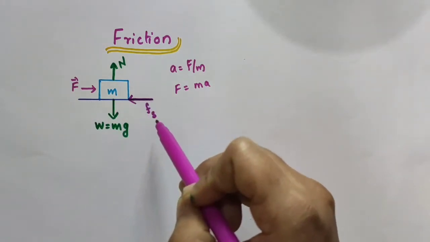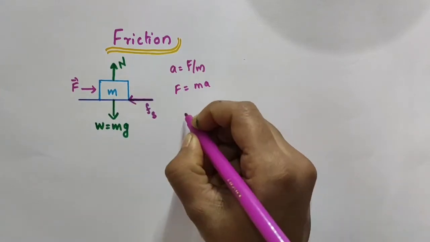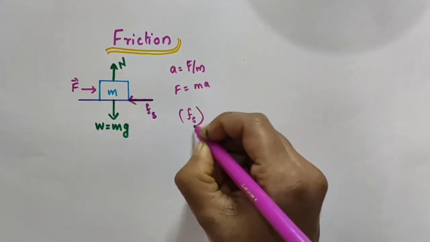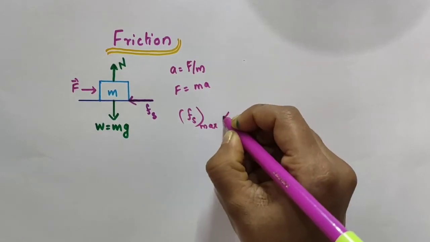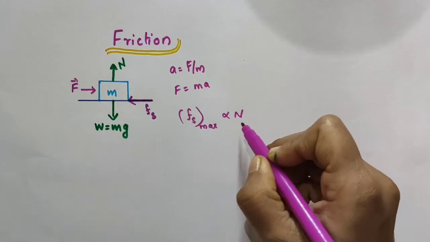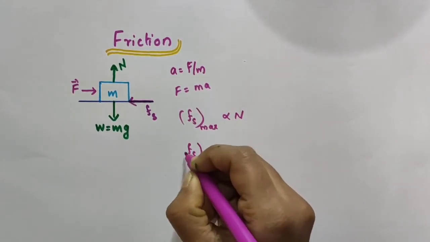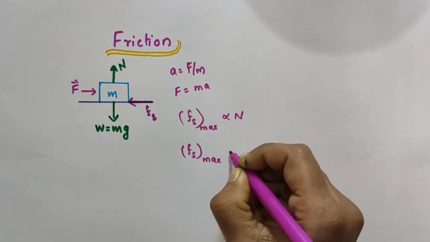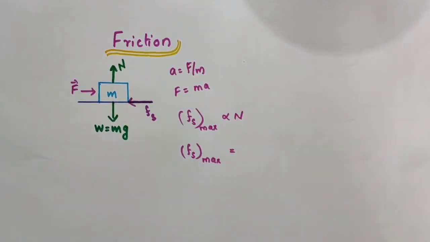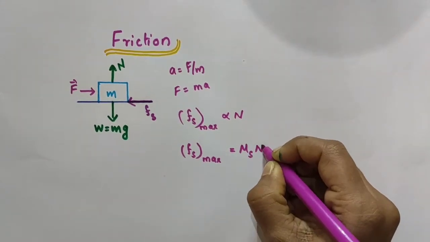But the limiting value of static friction varies with the normal reaction force. That is, the limiting value of static friction, meaning the maximum value of static friction, varies with the normal reaction force, so it is proportional to the normal reaction force N. So I am writing this in equation form: Fs maximum, the limiting friction or maximum value of static friction, can be written as some constant mu s into N.